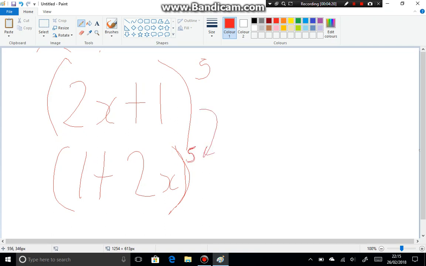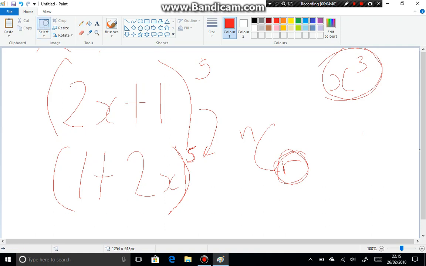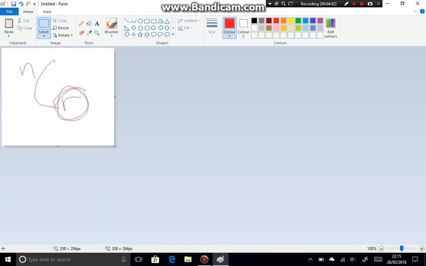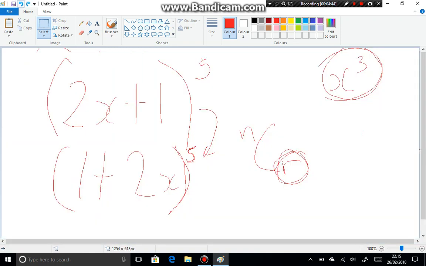Now, in the question, they might ask, find the coefficient of the x cubed term. If you want to find the coefficient of the x cubed term, if you recall that when it's n choose r, normally the r value represents the power of the x. So rewind the video to when I did the last example and have a look at it. So if I just quickly remove this, undo that.